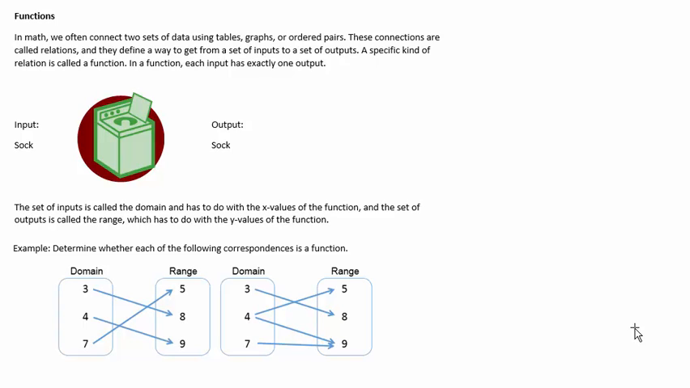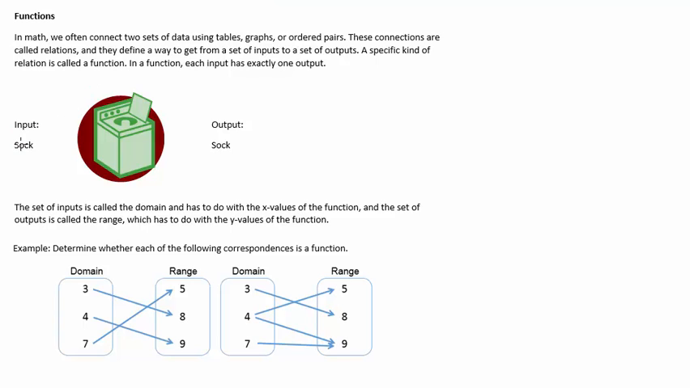And so a specific kind of relation that we have is called a function, and functions are really important in math. The thing that's important about a function is that each input has exactly one output. So basically, you want to think of a function like it's a machine. And so I, in particular, like to think of it like a washing machine, which is what I have pictured here. And so think about it.